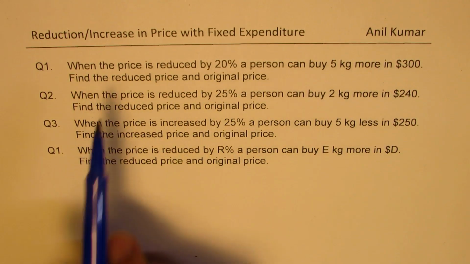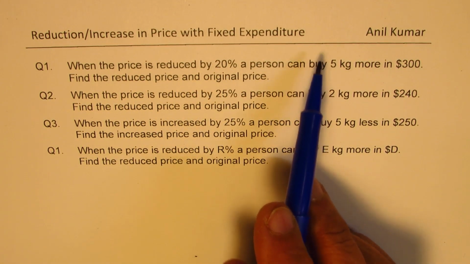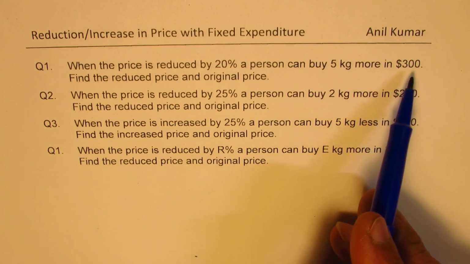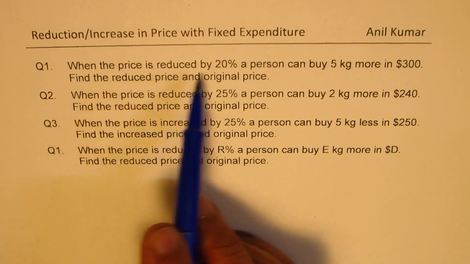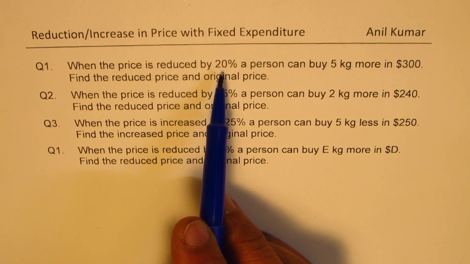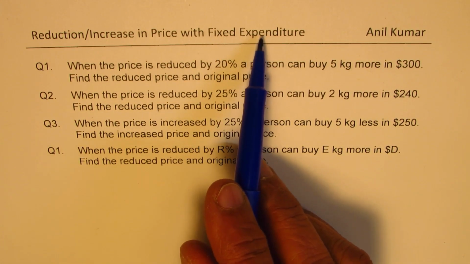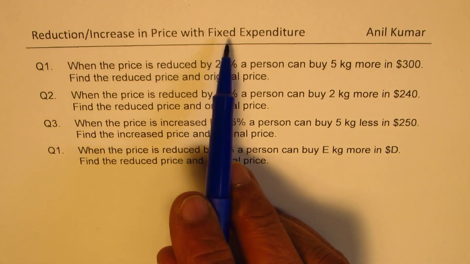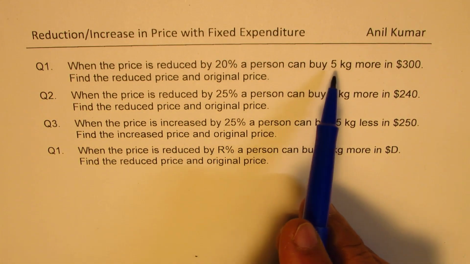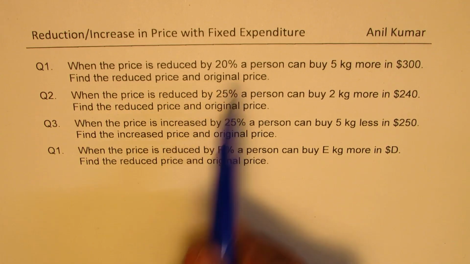First statement: when the price is reduced by 20%, a person can buy 5 kg more in $300. Find the reduced price and original price. Obviously, if I reduce the price of an item for the same amount, which is our fixed expenditure, we can buy more. So reduced price and fixed expenditure result in excess buying, which in this case is given to you. We need to find the reduced price and the original price.